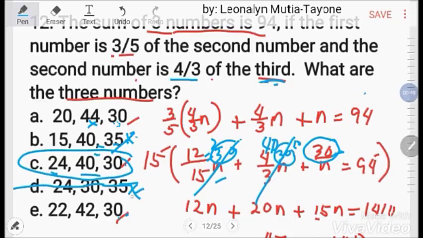Ito namang 30, ang 4/3 niya, dapat 40. Ito lang yung nagbibigay ng 4/3 sa 30 na 40. Bali, letter C na ang answer. That will be the fastest way of finding the correct answer.